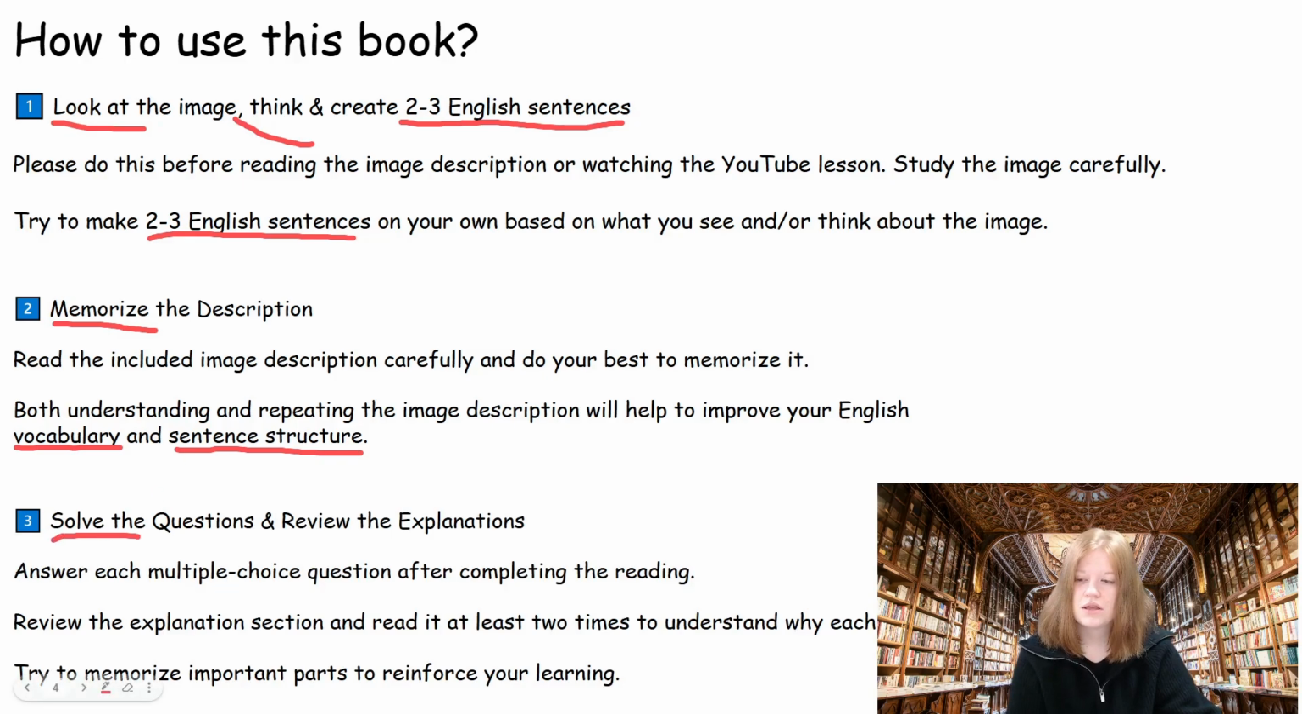Lastly, solve the questions and review the explanations. Answer each multiple choice question after completing the reading. Review the explanation section and read it at least 2 times to understand why each answer is correct. Try to memorize important parts to reinforce your learning, whether it's a couple words or a few short sentences.